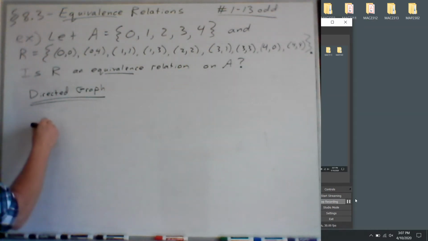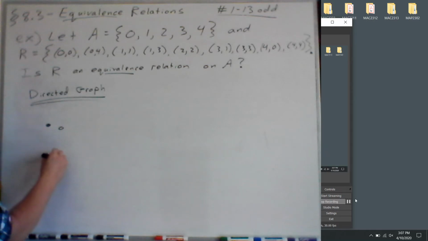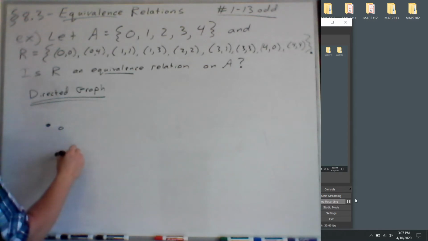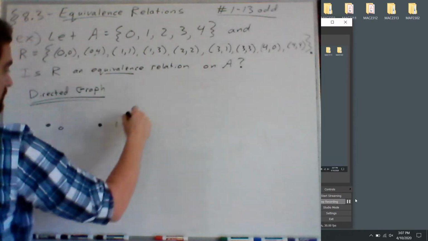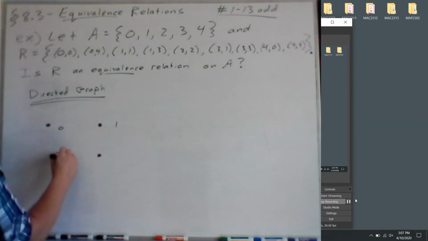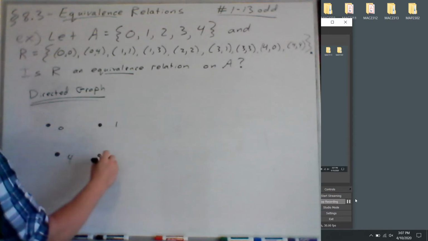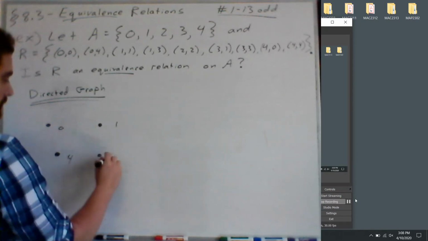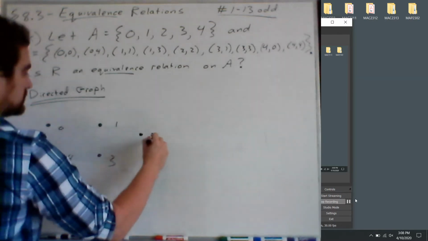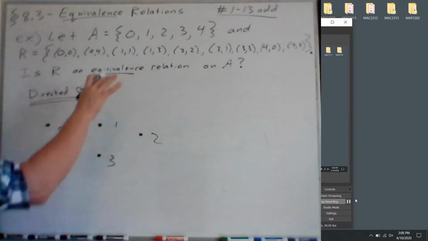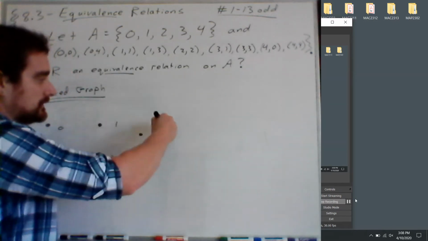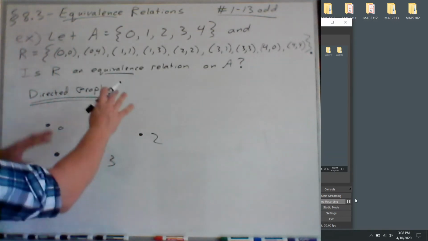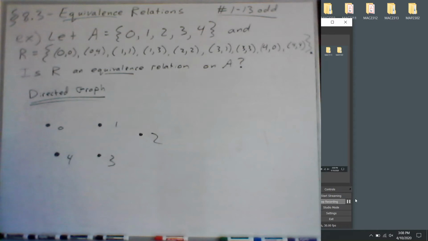So here's 0. Let's put 1 over here, because I see 1 and 3 and 3 and 1. So maybe I'll do 0, 4, 3, and 2. I'm going to try and make this look pretty based on what I already see so far. If you just line them up all in a row, then you can just draw your arrows. But depending on where you put your dots, how pretty it'll look. Hopefully this doesn't look too terrible.